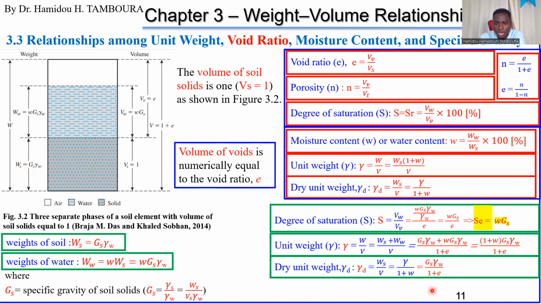Let's continue. Now, we will use this opportunity that we have been given here by the degree of saturation to get even our void ratio by just using the specific gravity, unit weight of the water, and the dry unit weight in this one.